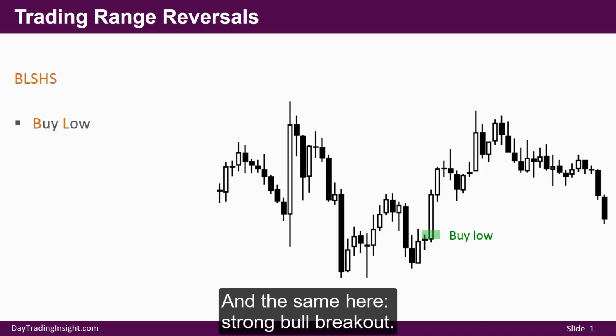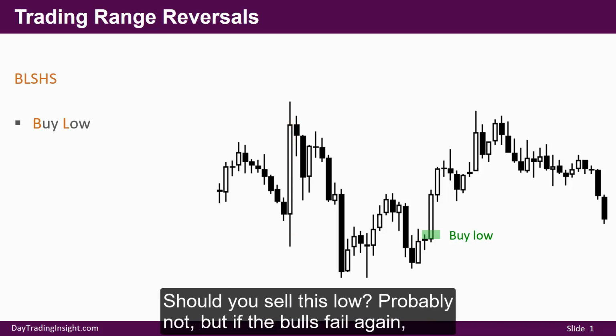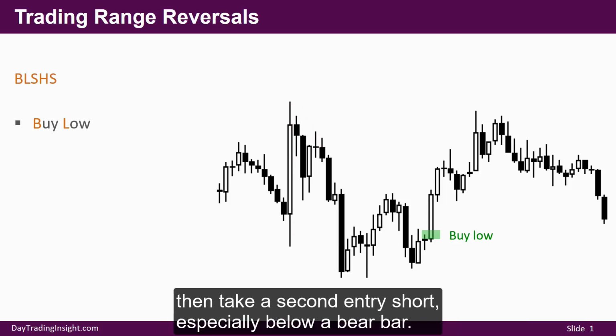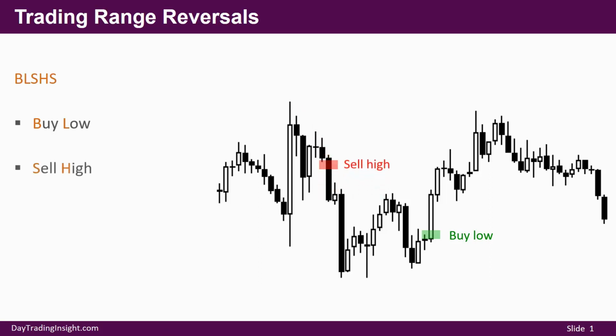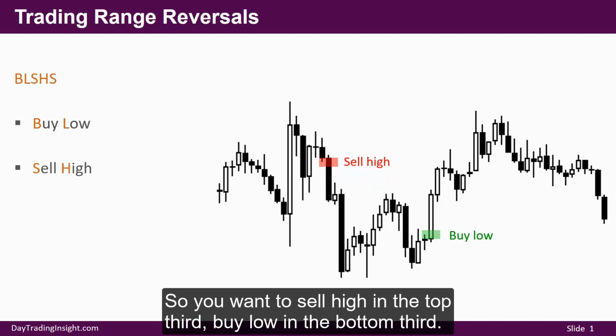And the same here, strong bull breakout. Should you sell this low? Probably not. But if the bulls fail again, then take a second entry short, especially below a bear bar. So you want to sell high in the top third, buy low in the bottom third.